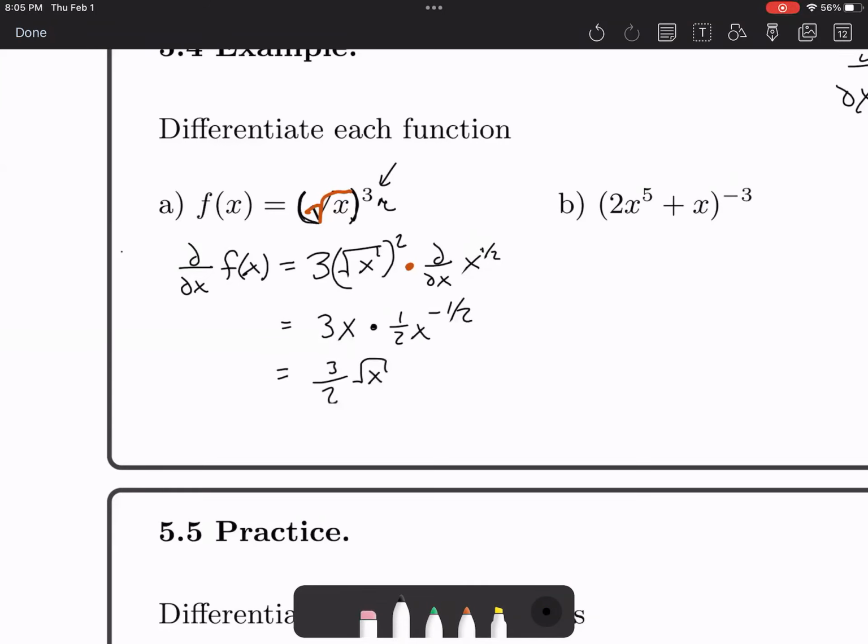Now, we could have also gotten here by simplifying so that we didn't have to use the chain rule. This is just equal to x to the 3/2. So I don't want to say it's equal to, but if I differentiate this, underneath the differentiation map, this x to the 3/2 becomes 3/2 x to the 1/2. So you got the same thing.